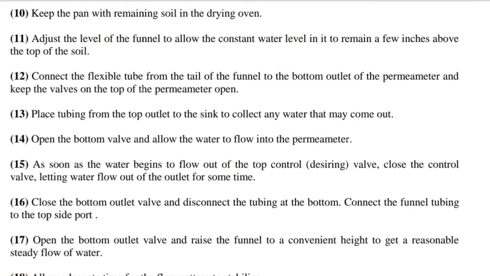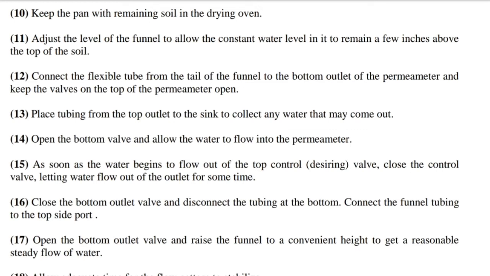12. Connect the flexible tube from the tail of the funnel to the bottom outlet of the permeameter and keep the valves on top of the permeameter open. 13. Place tubing from the top outlet to a sink to collect any water that may come out. 14. Open the bottom valve and allow the water to flow into the permeameter. 15. As soon as the water begins to flow out of the top control valve, close the control valve, letting water flow out of the outlet for some time.